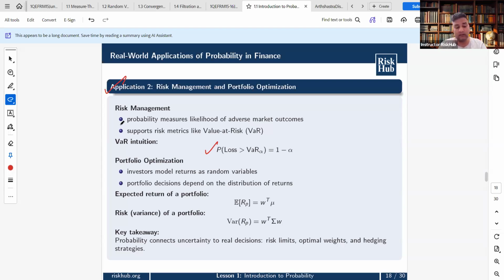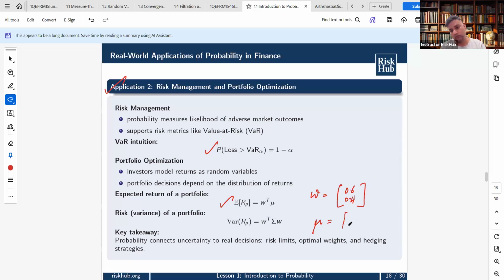Expected return: portfolio weight W, expected return mu, portfolio expected return E[Rp] is equal to W transpose mu. Example, two assets we can take. Let's say we are taking W is equal to 0.6, 0.4, and we take mu.